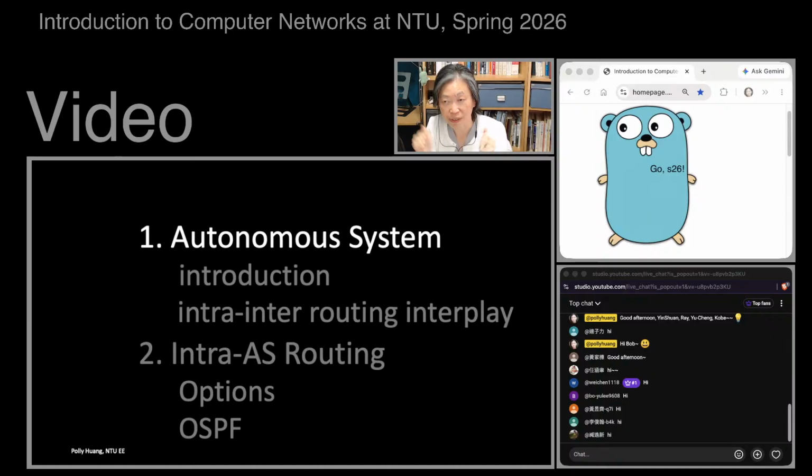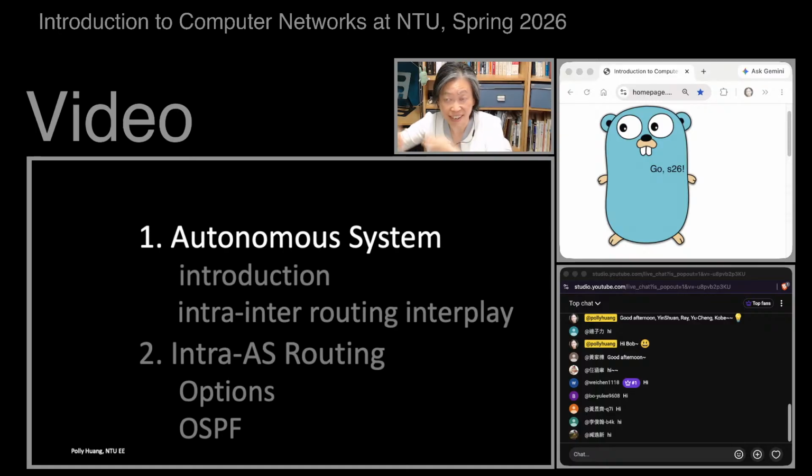All right, so these are what the first two videos are about. The first video is to give you the detail of intra-AS routing. All the routers within an autonomous system are intra-AS routers. But some routers within the AS are special. They are called the gateway routers.